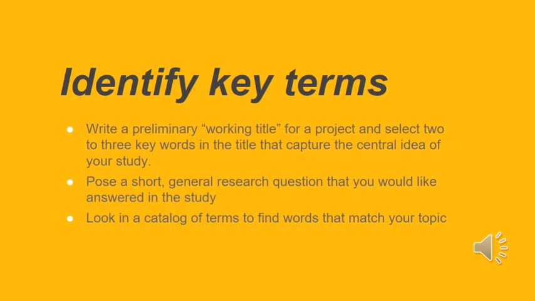The very first step to make a literature review is identifying key terms. The idea here is to make two to three keywords which cover our topic and our research questions. Then we can look in a catalog of terms to find the words, topics, and ideas that match our topic, and then we can go to the next step.